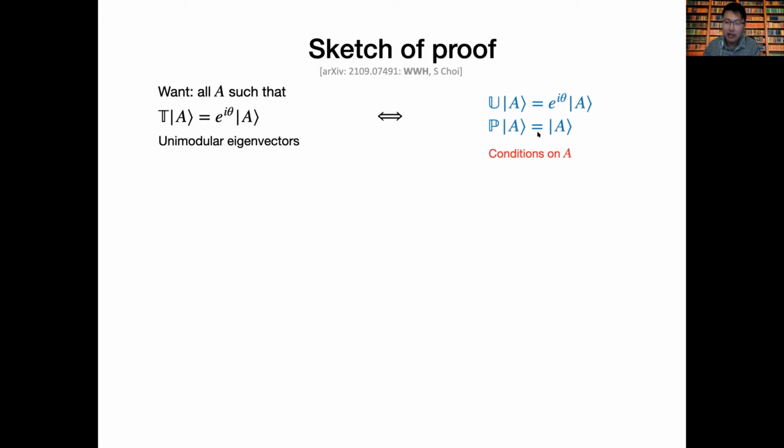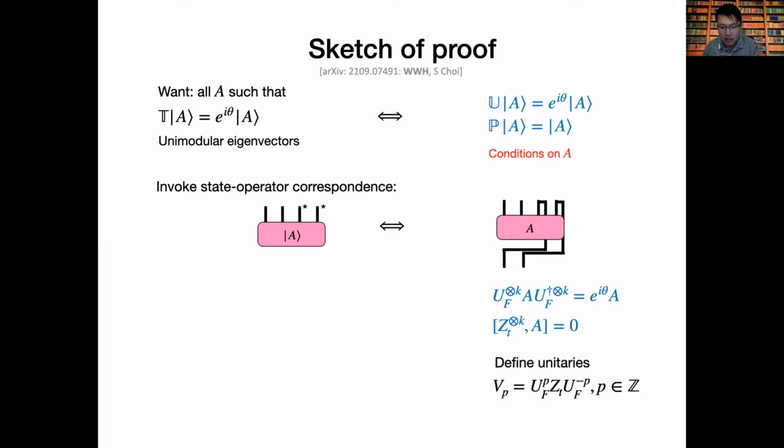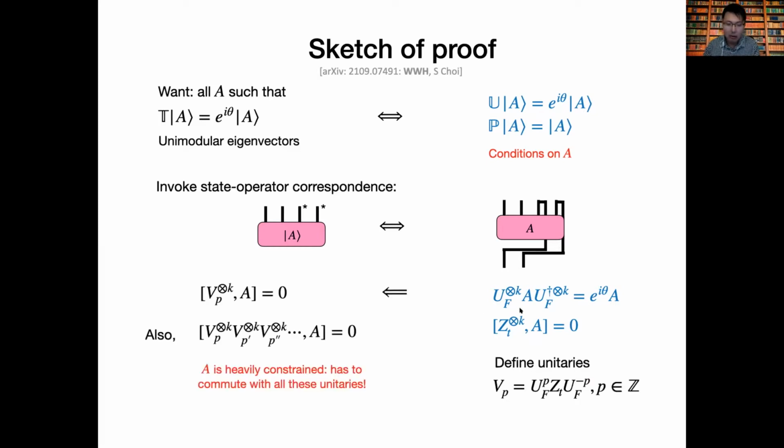There are some conditions that we can write on this state A, and then we can invoke an operator-state correspondence to say that if we now think of the state in the replicated space as an operator, then there are some conditions that need to be satisfied on this operator. And you can see that A has to commute with such a unitary, and A has to almost commute with the Floquet unitary as well. But from these, we can define a lot more constraints on A, and say that not only do these two conditions need to be met, A has to commute with a lot of other unitaries, VP, formed by some definitions of UFs and Zs.